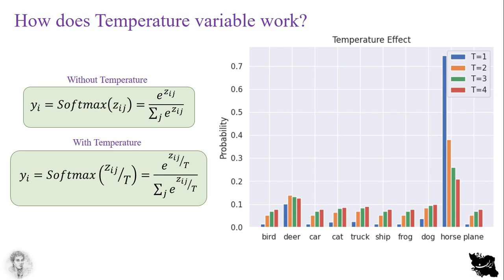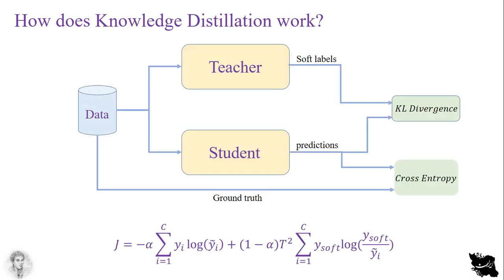As the temperature increases, the model's probability distribution tends to resemble a uniform distribution more closely. In conclusion, in the knowledge distillation paradigm, the student learns from both the hard labels or ground truth as well as soft labels produced by the teacher and aims to align its distribution with the teacher's distribution.